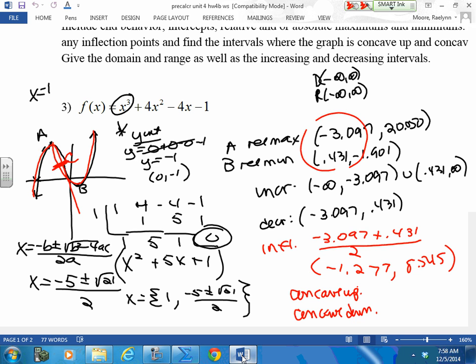Remember, it's like that total motion that you're going through. Even though you're increasing here, you're caving down. So from negative infinity to that x value, you're caving down. From that x value to infinity, you're turning up. So you're caving up.